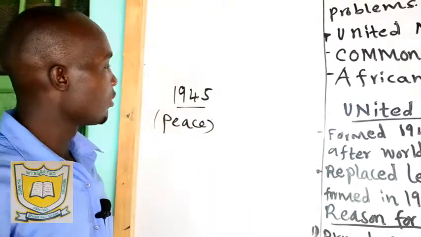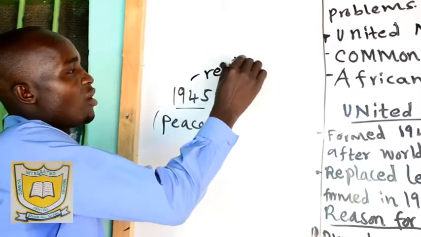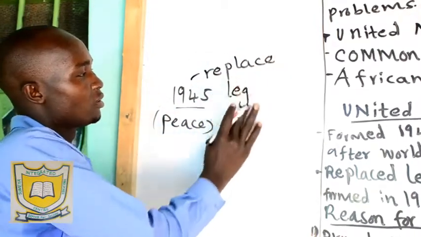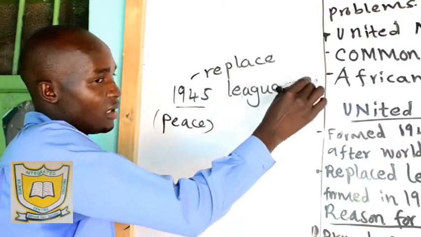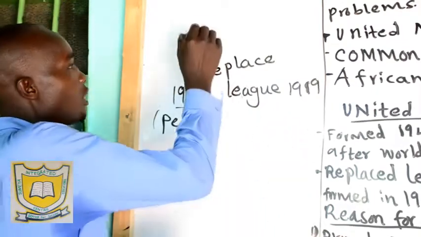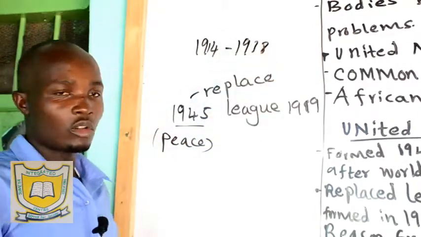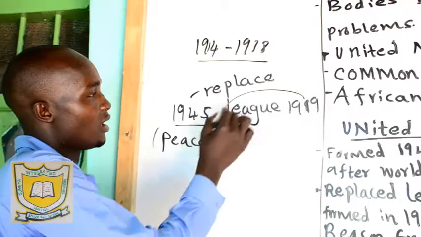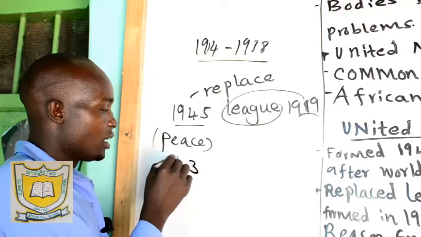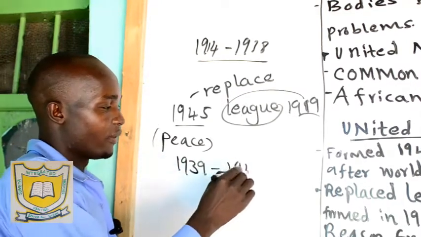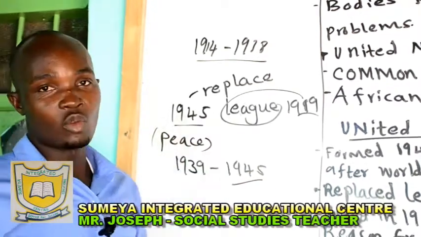another world war. So this one was formed in 1945 to replace the earlier organization, which was called the League of Nations. The League of Nations was formed in 1919 after the First World War. The First World War began in 1914 to around 1918. So when it ended, they formed the League of Nations, 1919. Then the Second World War broke out in 1939 to 1945. So at the end of the Second World War, that's 1945, this is where the United Nations was formed.